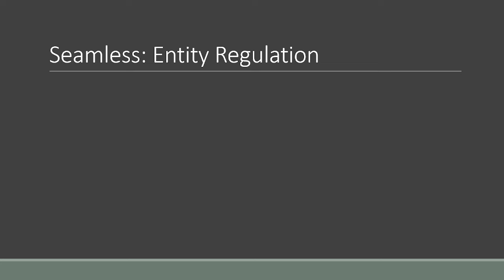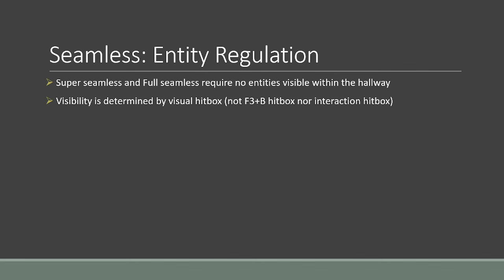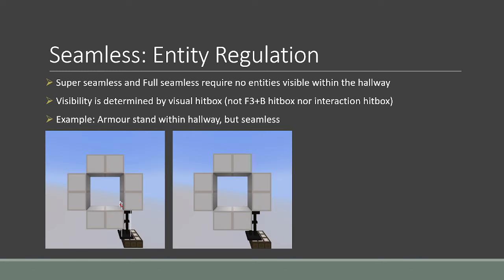And now we have entered the final discussion of seamlessness. Recall that seamlessness has an entity regulation, and that's for super seamless and full seamless. They require no entities visible within the hallway in their respective scenarios. So we say no entities visible within the hallway. And what do we mean by visible? The visibility is determined by the visual hitbox, at least that's the common consensus, and not the FreeB hitbox nor the interaction hitbox. So we'll give you an example.